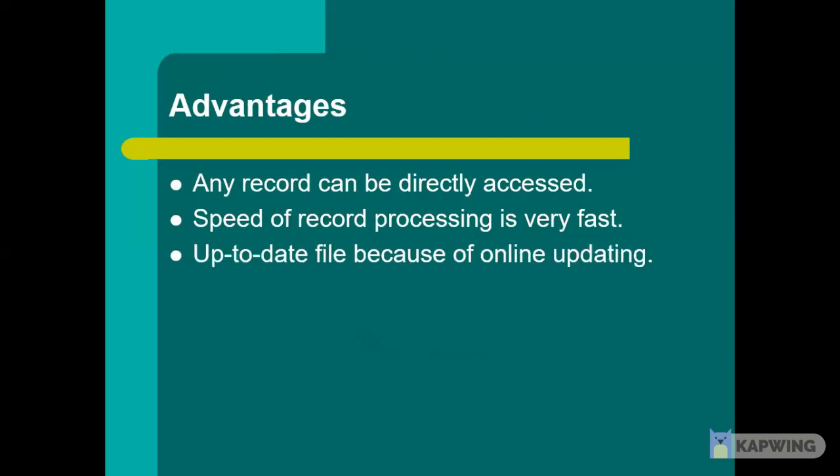Up-to-date file because of online updating. As it is direct access, files are up to date because they are updated online. Then concurrent processing is possible. So simultaneous or parallel processing, simultaneous execution is possible in a direct access file. The two processes can work simultaneously.